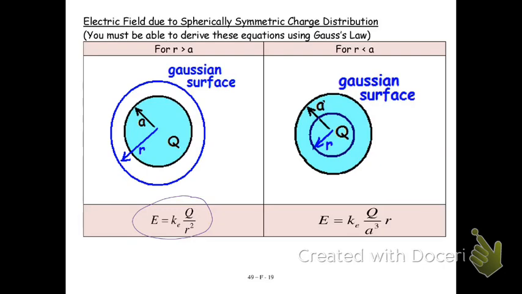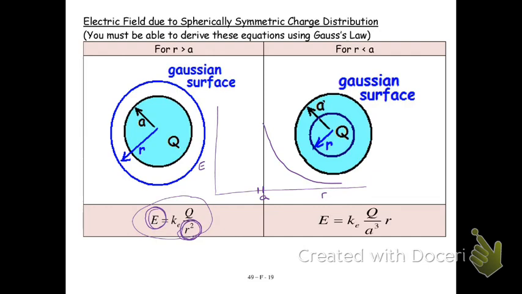Can you see how if I plot a graph of E versus R, and there's my A. Let's put the A on the line. There's my A. Can you see how outside I get an inverse square relationship? Because it's something over R squared. As R changes, my value of E changes in an inverse square relationship.